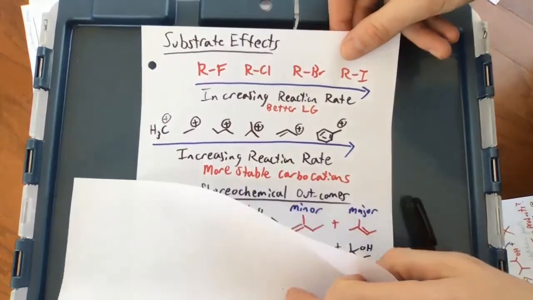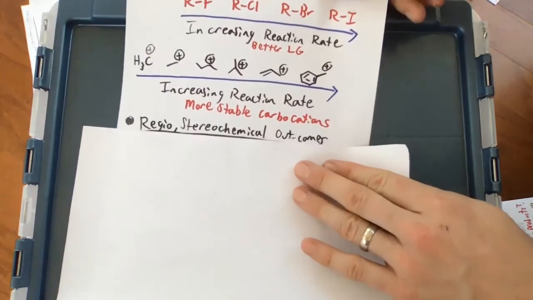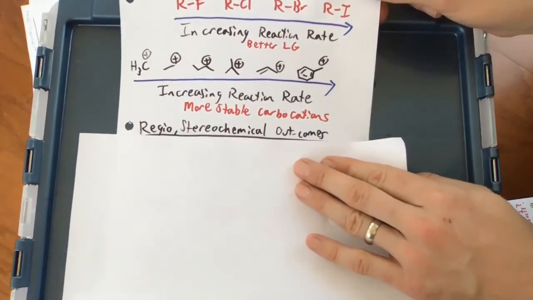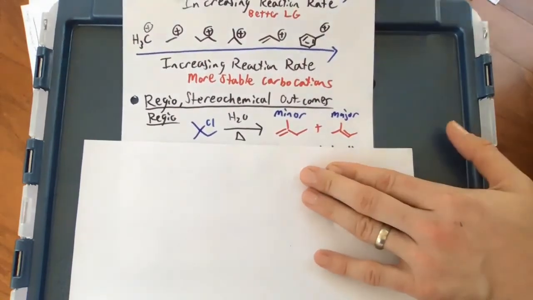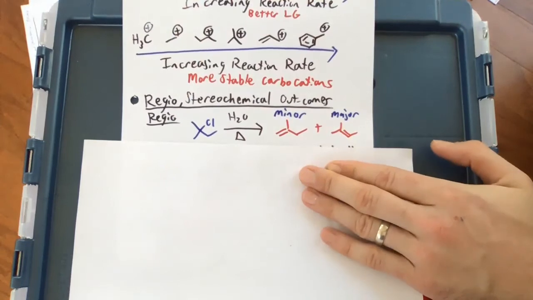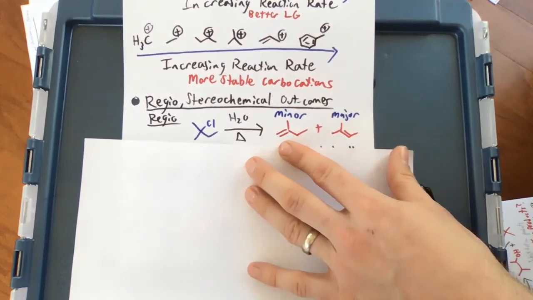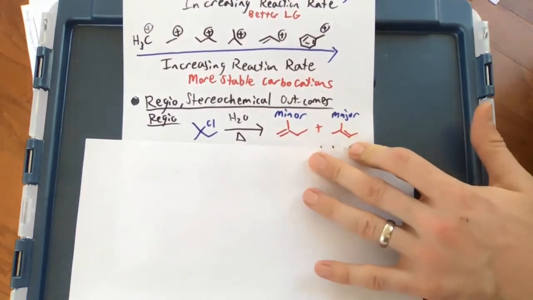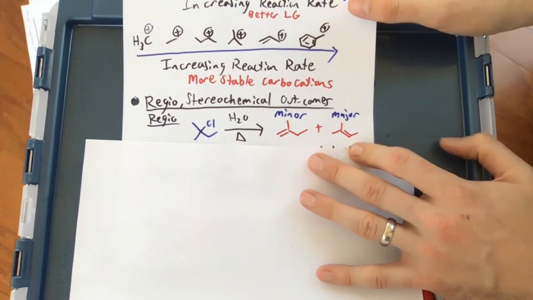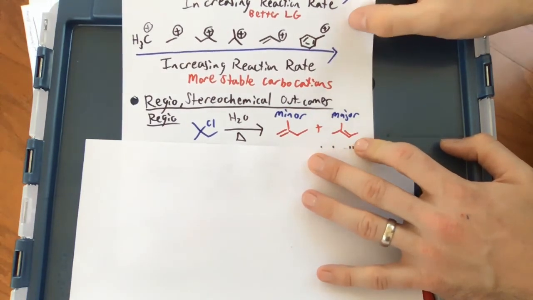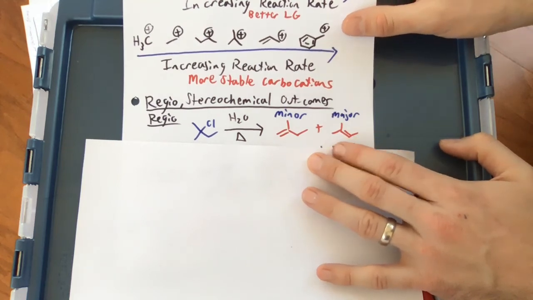Now, let's look at some regio and stereochemical outcomes for SN1 and E1 reactions. A regiochemical outcome, if you remember, could be something like this, where you heat up this alkyl chloride in water, and what you'll find is that you can select between the external Hofmann product and the internal Zaitsev product fairly easily. That's because the internal product is much more stable than the external, and the carbocation is much happier to be there than on the external part.